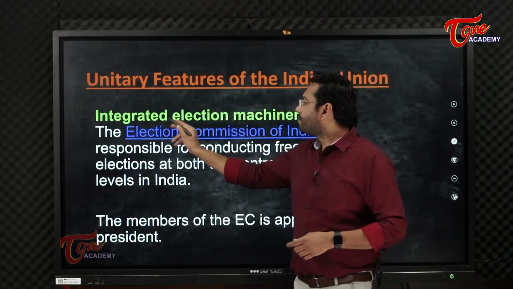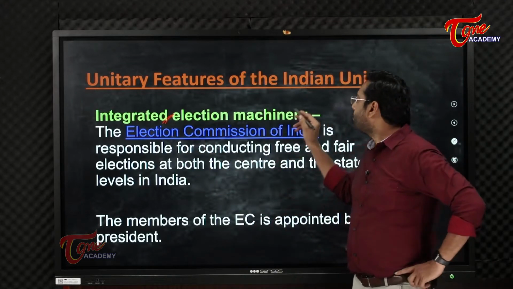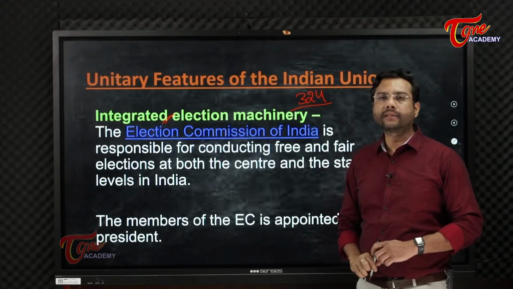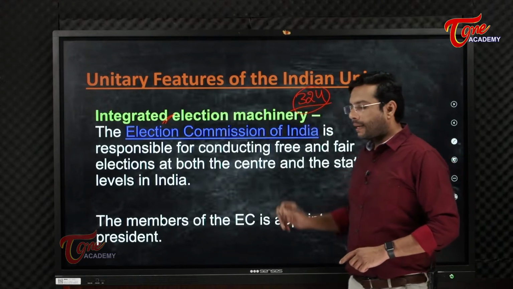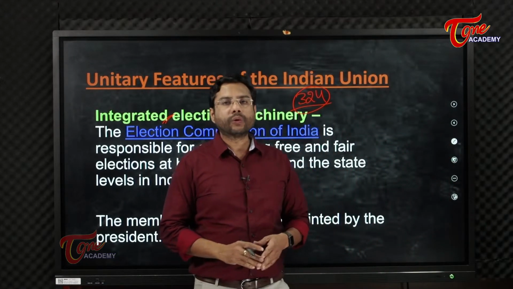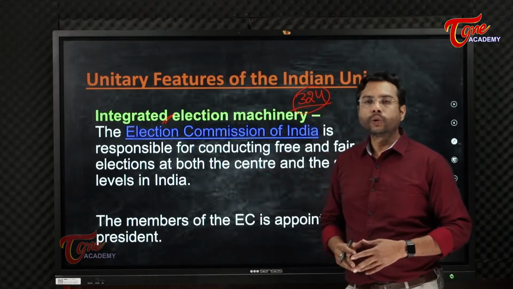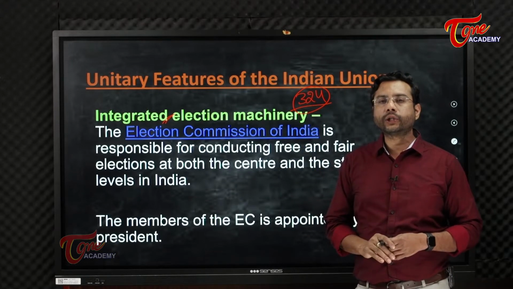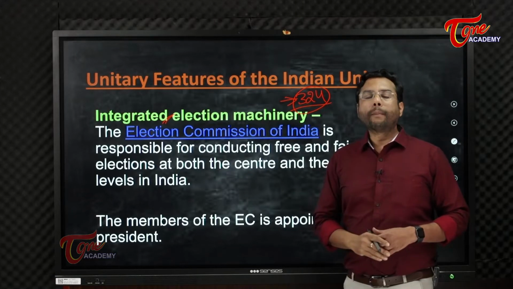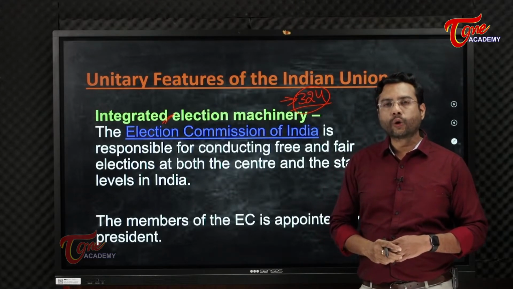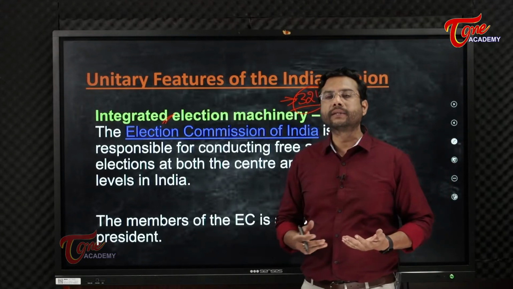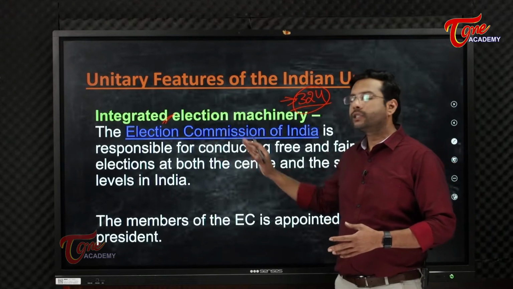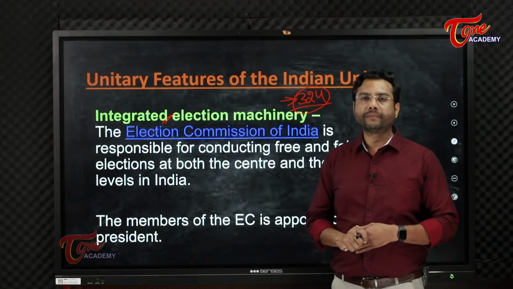Integrated election machinery. As we know, under Article 324, we have a common election machinery for both union government and the state government. The power to conduct elections, to prepare electoral rolls, to settle disputes also, to supervise and to conduct free and fair elections, lies with the Election Commission. It is a constitutional independent body. The members of Election Commission are appointed by the President, and obviously the President appoints on the advice of the union government. That is the reason why we say the Election Commission of India is a unitary feature.